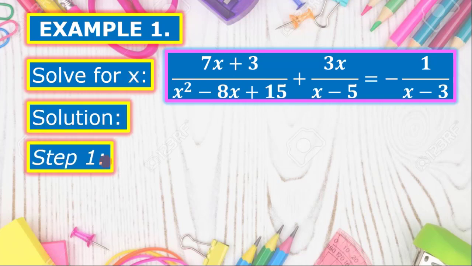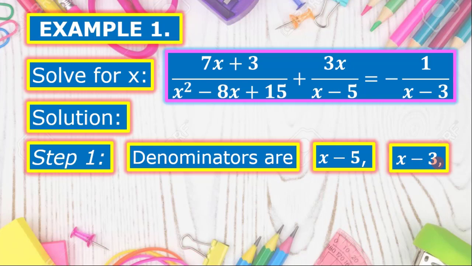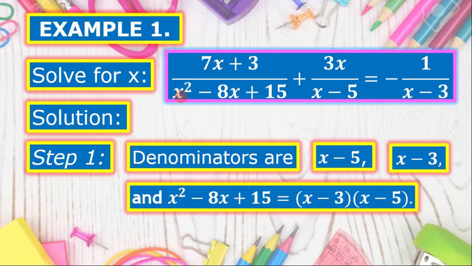For the solution, step 1, we have to determine the LCD. So what are the denominators first before determining the LCD? The denominators are x minus 5, then x minus 3, and x squared minus 8x plus 15. But this can be factored as quantity x minus 3 times quantity x minus 5. There are 3 denominators that we found here.